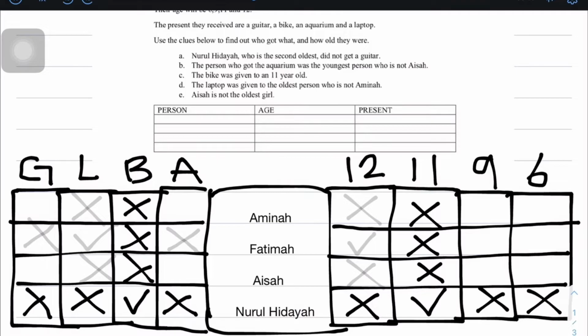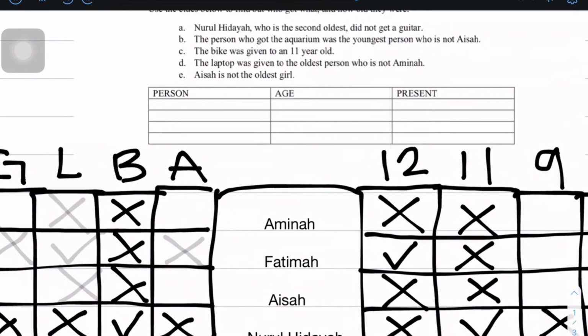So the answer will be Fatimah. So we just simply tick correct for Fatimah as she is the oldest person for that group. So other than that will be incorrect for the 12th column. Before we miss something, we knew that Fatimah is the oldest person for that group.